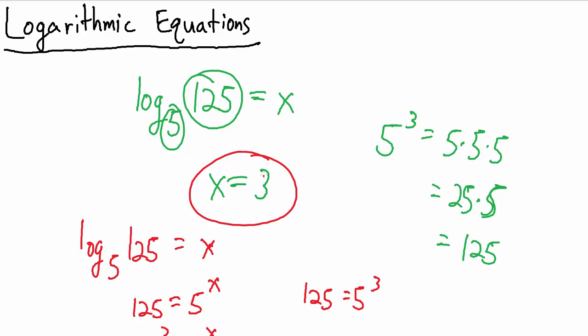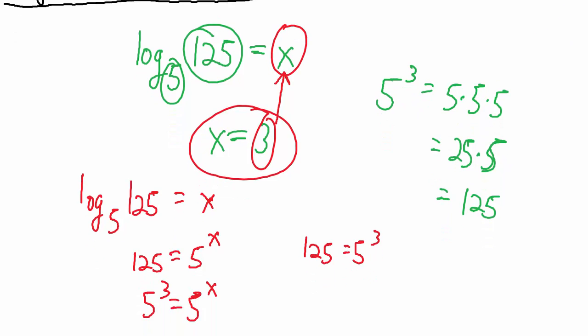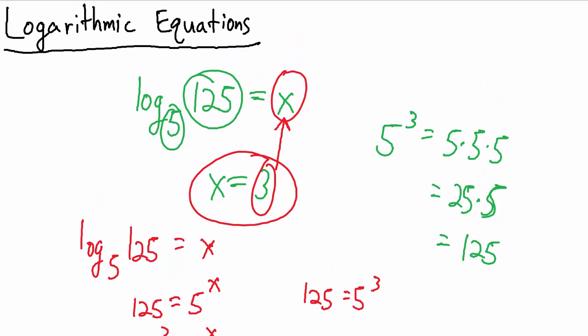But for this, checking your answer just entails plugging 3 directly into here, and there really isn't much to do to check it. So that's pretty much all there is for this example. That's example 2 for solving logarithmic equations.